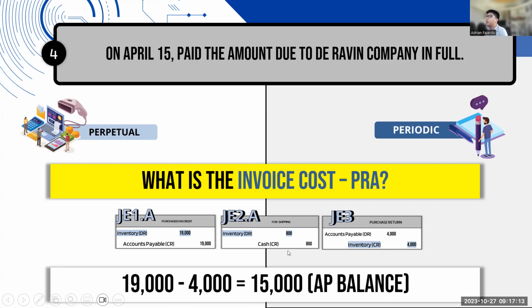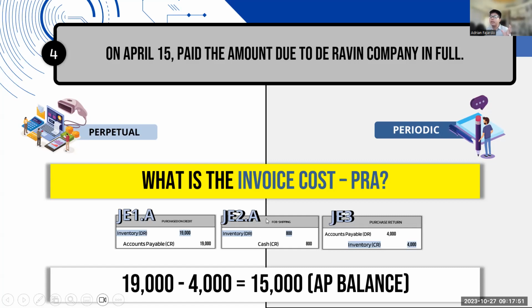So, ano yung watch out ko dito? Ang titingnan nyo is yung accounts payable, hindi yung inventory. May mga iba ang ginagawa nila, 19,000 plus 800 minus 4,000, yun yung balance raw. That's wrong. Ang titingnan nyo lang is yung accounts payable. Yung accounts payable of 19,000 and yung 4,000, so 19,000 minus 4,000 is 15,000. Yun lang yung accounts payable that you have to pay. So be careful na your shipping point or your freight in don't really affect your purchase discount. So be careful with that.